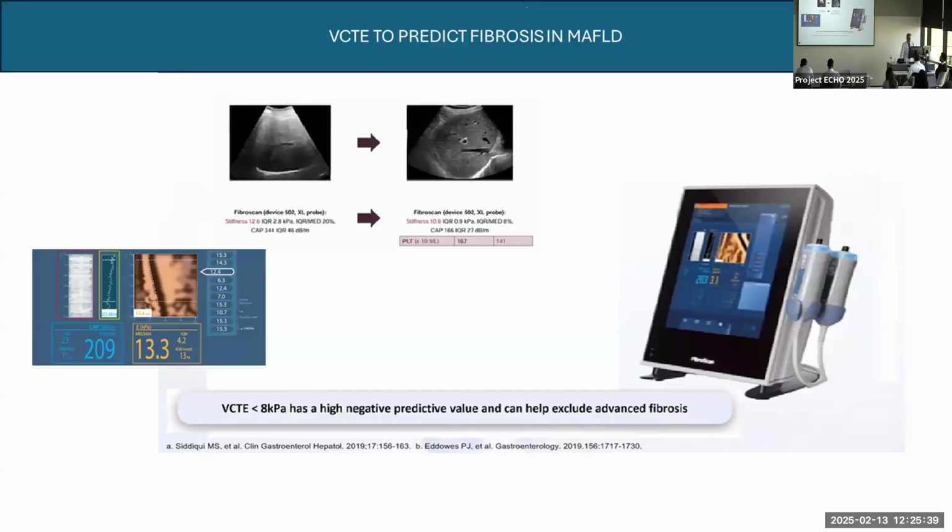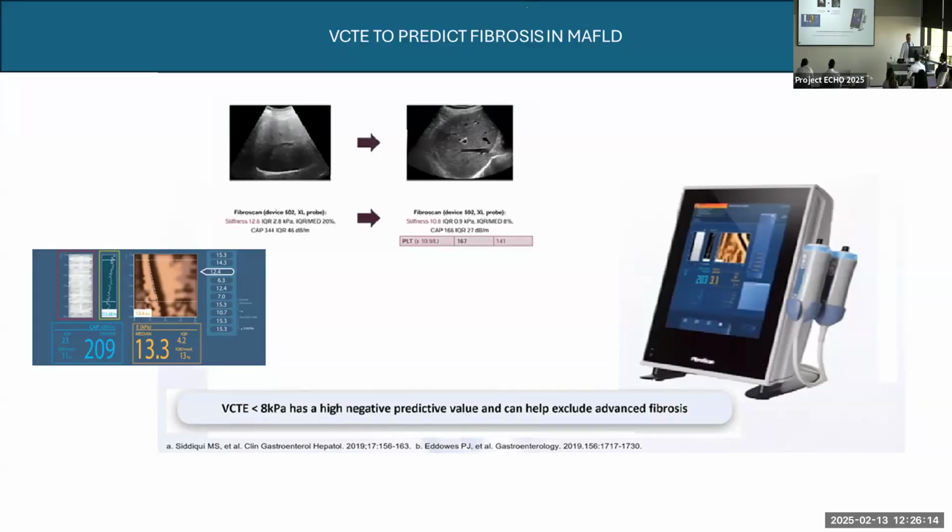This is what we call vibration-controlled transient elastography. This has a probe here giving a small vibration to your liver and then measuring the propagation rate of this wave. And at the end, we have two measurements. The first one is stiffness, in units of kilopascal, and the other one is the CAP score. The CAP is for steatosis, and the kilopascal one, the stiffness, is for fibrosis.